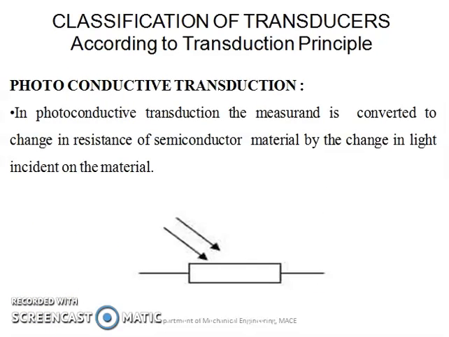Next category is photoconductive transduction. In photoconductive transduction type transducers, the measurand, that is normally light, the change in light is converted into change in resistance of the semiconductor material. So according to the change in light, the resistance of the semiconductor will change, and that you can sense.